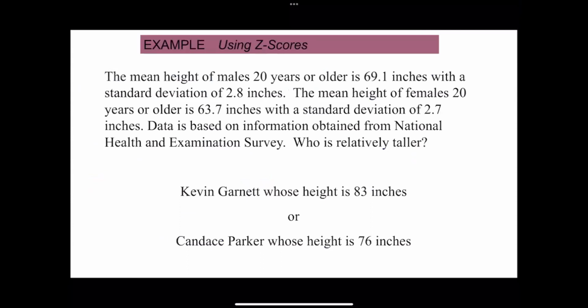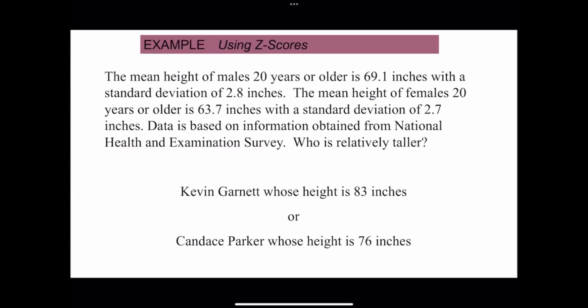So the biggest thing that we use z-scores for is when we're comparing two things that have different populations, or if they have different mean and standard deviation. If we convert it to a z-score, it's kind of like standardizing it, or converting it all to the same units.